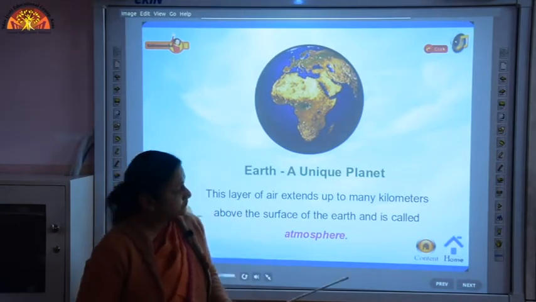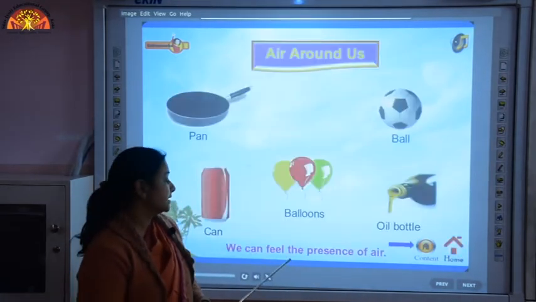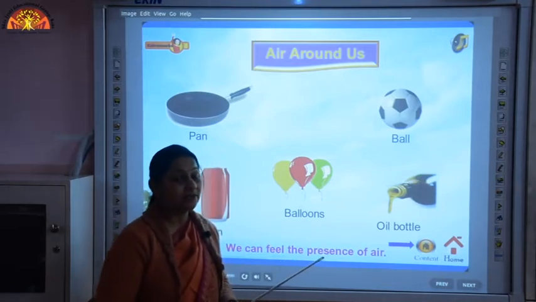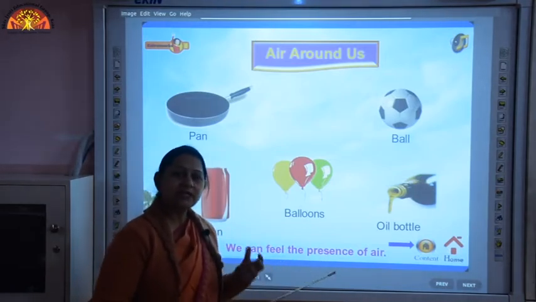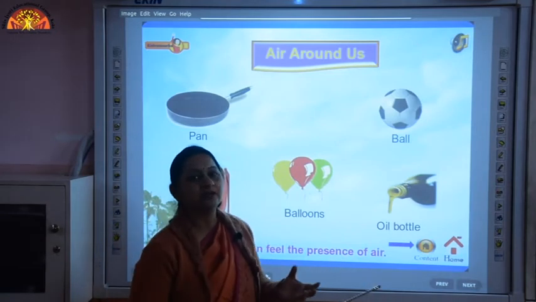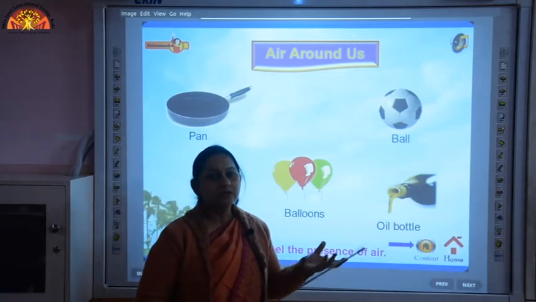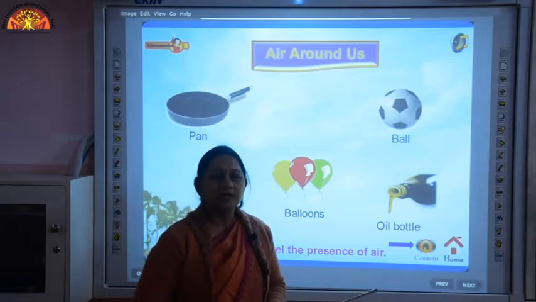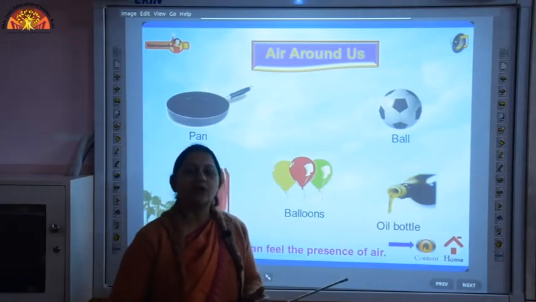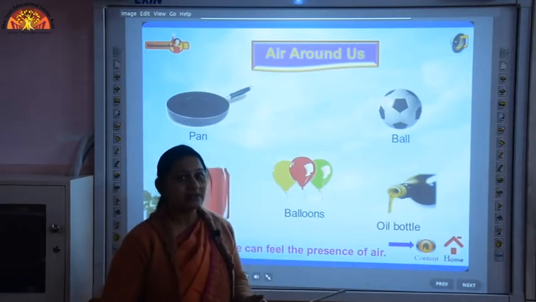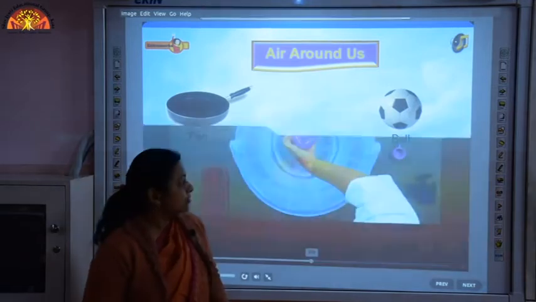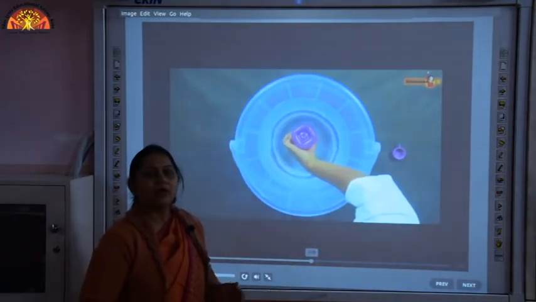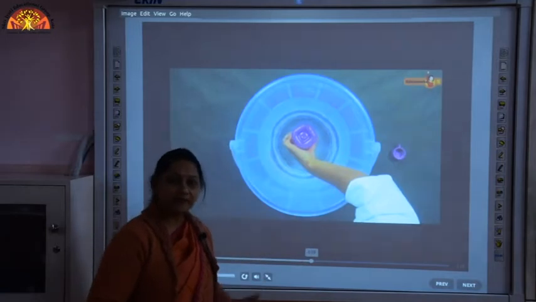So, now children, we see that air is present all around us, but we are not able to see it. We can just feel it. When you sit in front of the fan, your clothes or hair are blown with the wind. So, we can feel the presence of air, but we are not able to see it. So, we are going to perform a simple activity to show air is present everywhere.